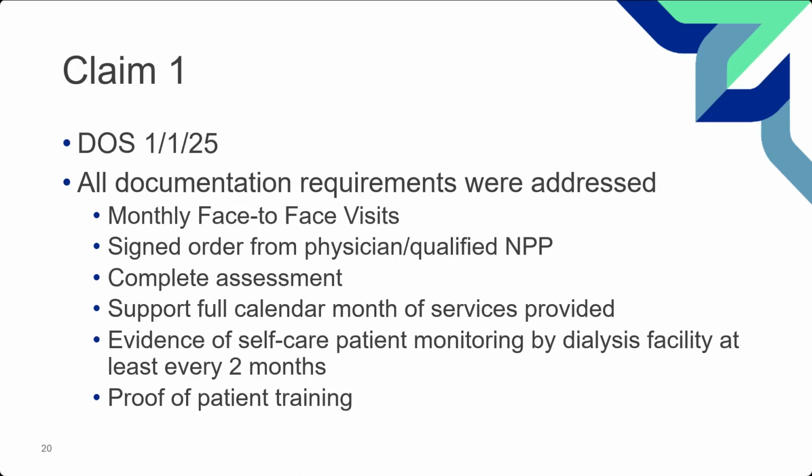So after reviewing this claim, it was determined that all required documentation for CPT code 90966 home dialysis was included in the submitted medical record. And this claim was ultimately cleared for payment processing pending any system edits.